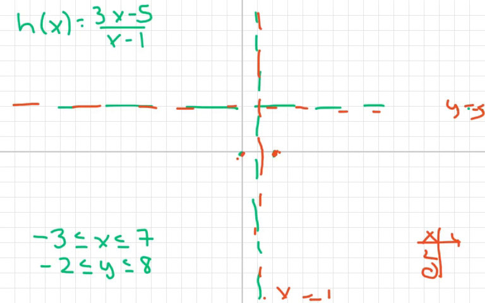Now when I plug in 2, I get 6 over 2 minus 1, which is 1. So 2 goes to 1. I hope I did that right. Yeah. And then when I plug in 0, I get 5, which is here.